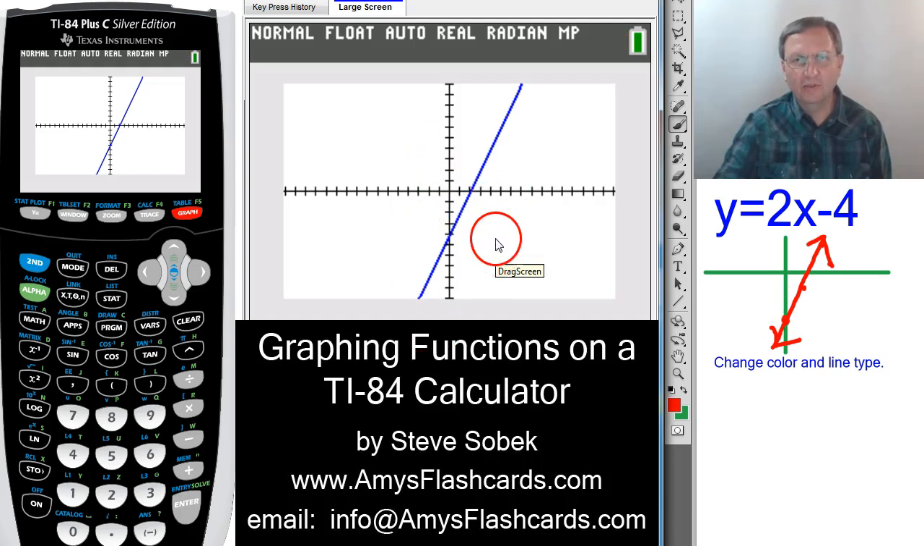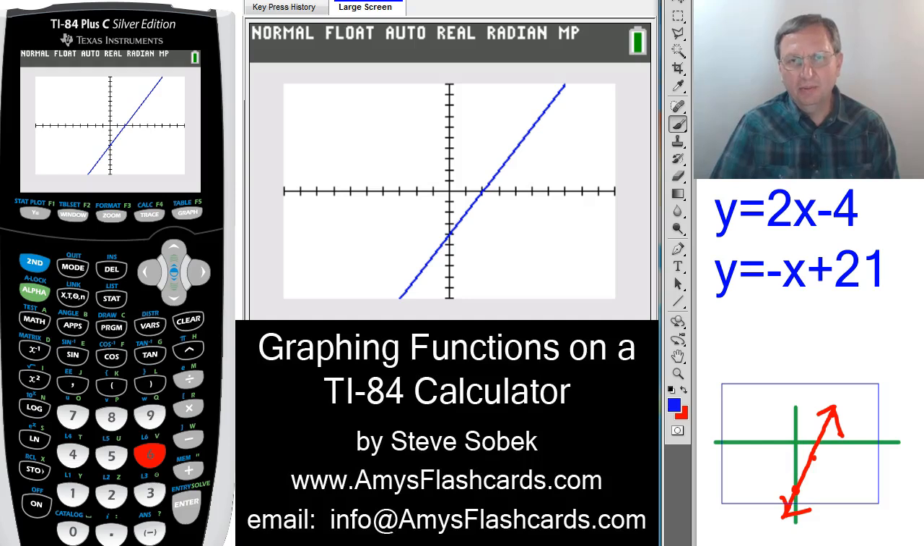All right, so there's our first function that we graphed, a straight line linear function, y is equal to 2x minus 4. Okay, suppose the next thing we would like to do is to graph a second function, y is equal to opposite x plus 21, in the same coordinate plane as the first function that we've already graphed. Notice that I've done a zoom 6 to get returned to a standard window.